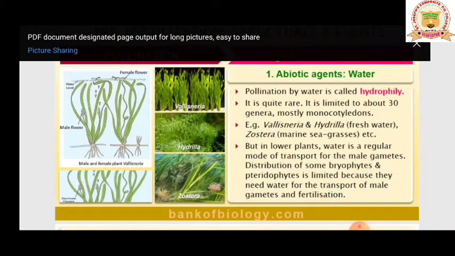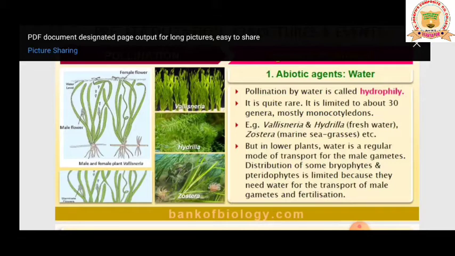Pollination by water is called hydrophily. The pollination which is carried out through water is called hydrophily. It is quite rare, very less in nature. It is limited to about 30 genera, mostly monocotyledons. The pollination is carried out through water in the majority of these monocotyledons. Examples are Vallisneria, Hydrilla, Zostera. Please do remember, Hydrilla is a freshwater plant and Zostera is a marine sea grass.